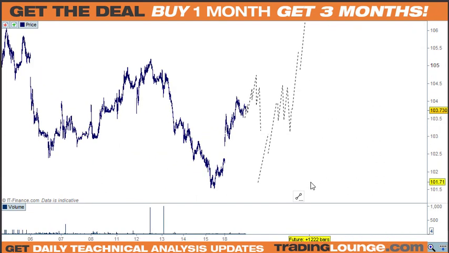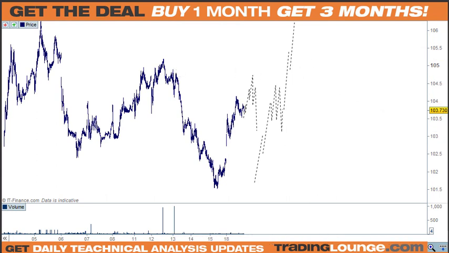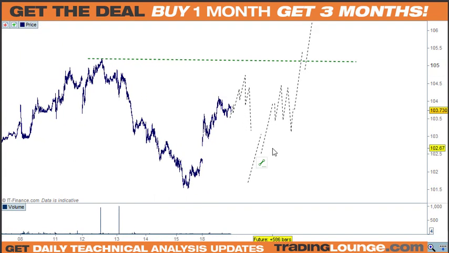It does appear that, as I've just mentioned, taking out this top here confirms that this is an A and a B and a C correction. But I can see from this move up here that we're going to be sort of impulsive.